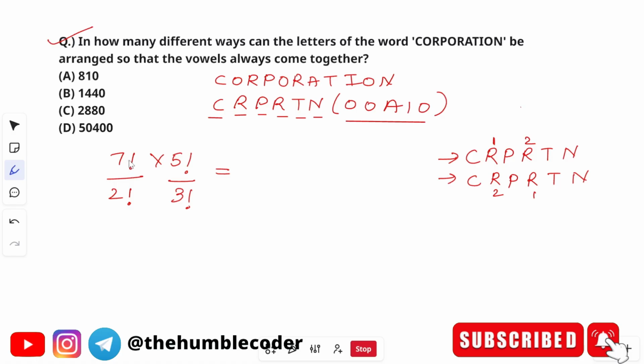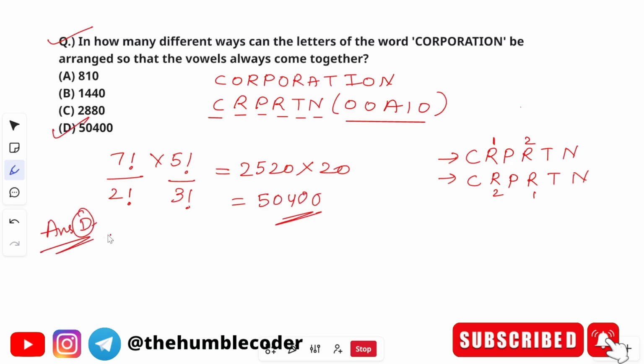So when you will be solving 7 factorial divided by 2 factorial, you will be getting the answer as 2520. And then when you will solve 5 factorial divided by 3 factorial, you will get 20. So this whole, when you will solve, you will get 50400, which is option number D. So the correct answer for this question is option number D. Okay, let's now move on to the next question.